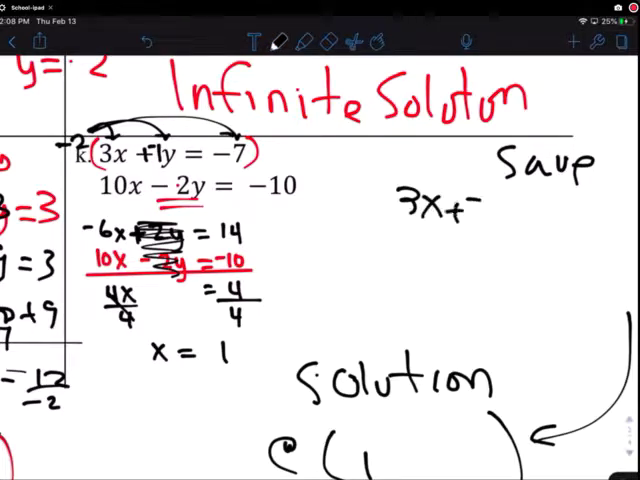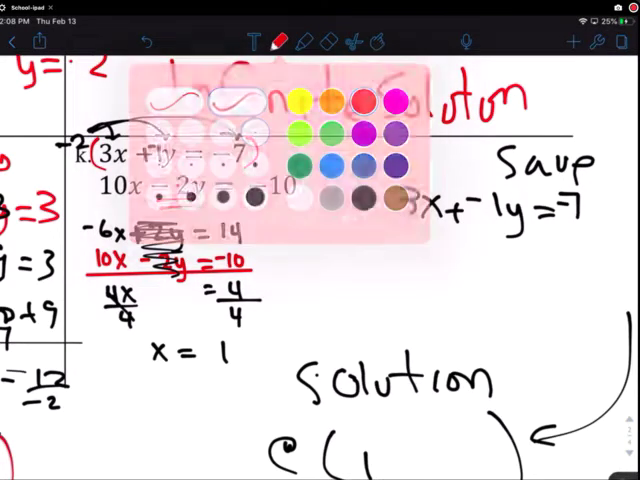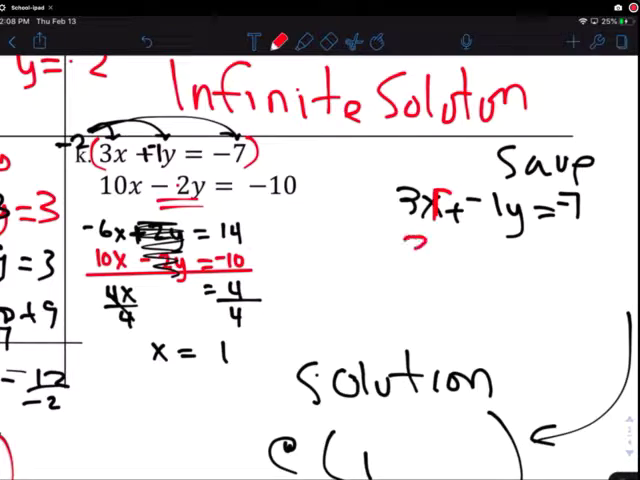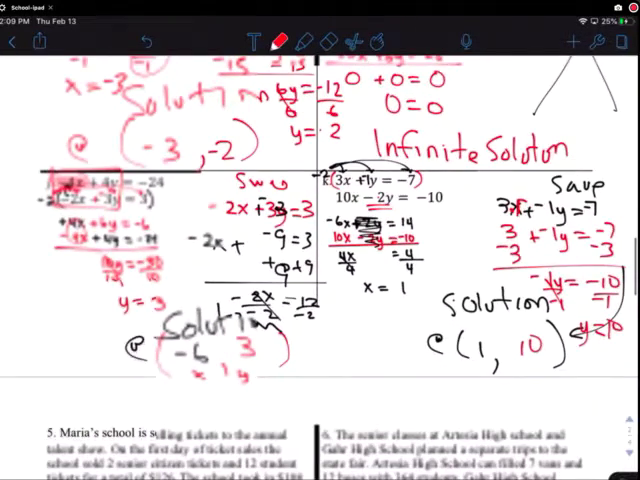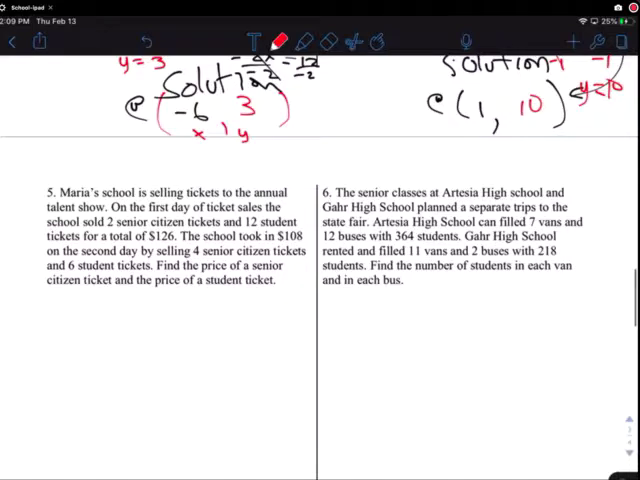3x plus a negative 1y equals negative 7. So put x as 1. So you get 3 plus negative 1y equals negative 7. Add minus 3 to both sides. You get negative 10 equals negative 1y. Divide by negative 1. y equals 10. Solution there. Okay, next one, number 5.